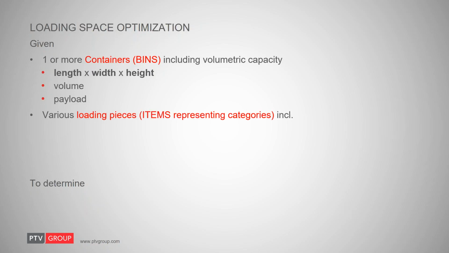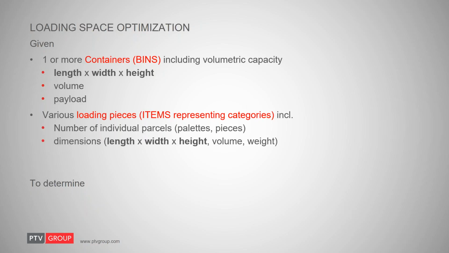The object model is quite simple. The second object category is just the items you want to load into these containers or bins. I use some synonyms like loading pieces for the items. You can define various categories, so you can specify how many objects of a specific category have to be put into the bins. You can specify their physical dimensions: length, width, height, volume, and weight, of course.